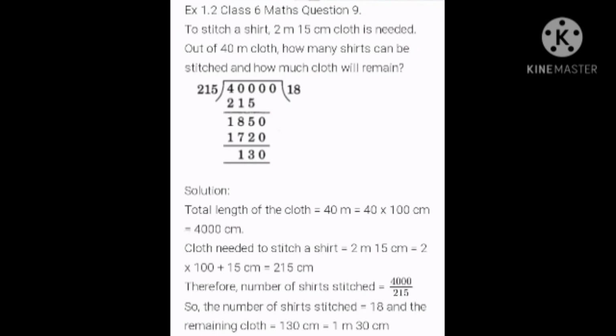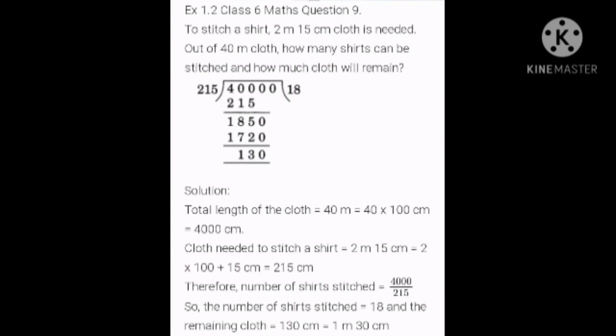2 meter 15 centimeter. So 15 is in centimeter. You need to multiply 2 by 100. You get 200. So again you have 15. So 200 centimeter plus 15 centimeter gives you 215 centimeter. Now it is easy for you to calculate. Just you are going to divide. So 4,000 divided by 215.